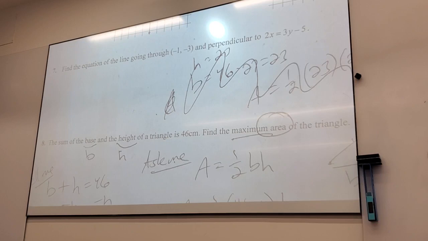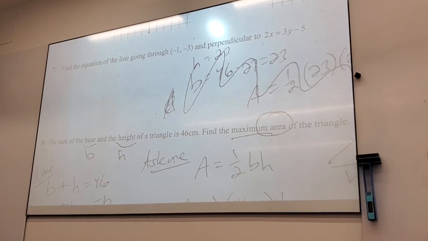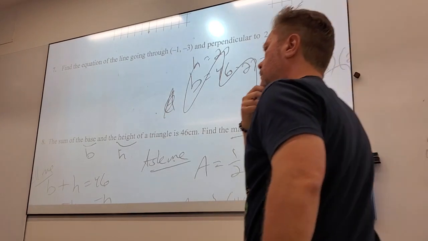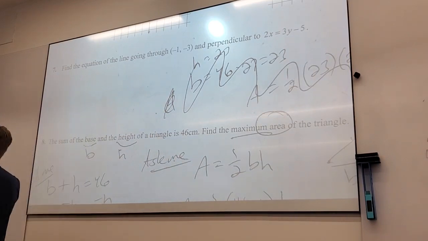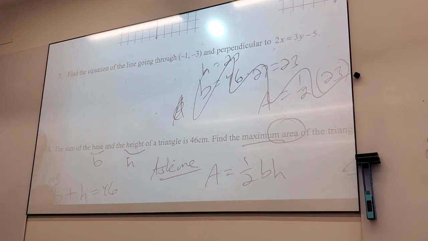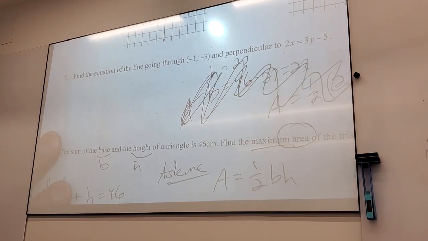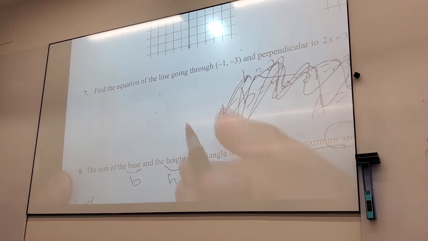So we get the slope, then we make it the opposite slope, and then we plug in the point into x and y to get the y-intercept.